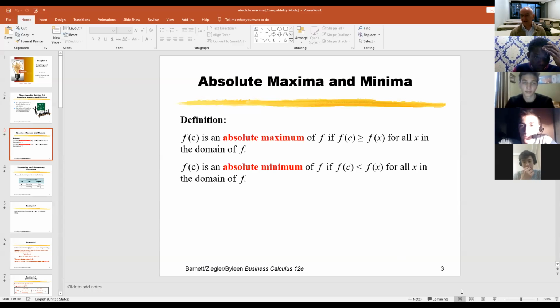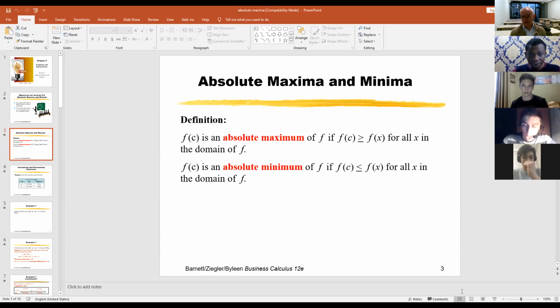So today our first topic is absolute maxima and absolute minima for function. Let's see the definition. What is absolute maximum and what is absolute minimum? And as for maxima, maxima is just the plural of maximum.